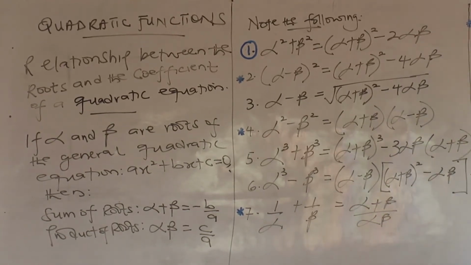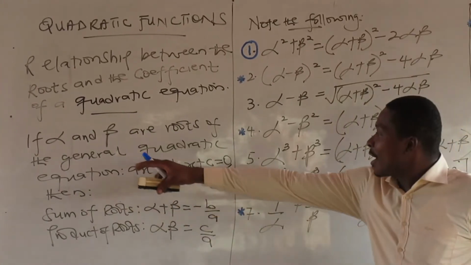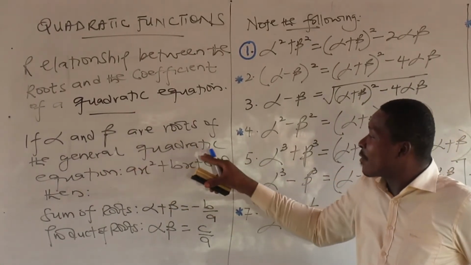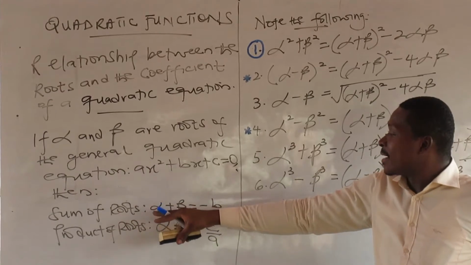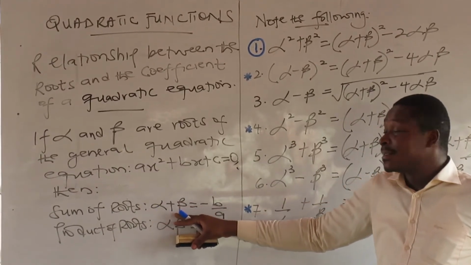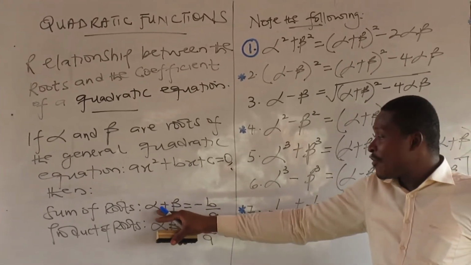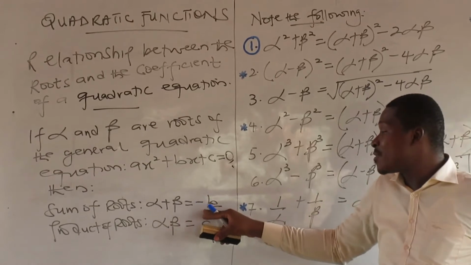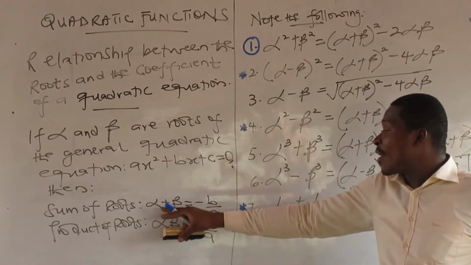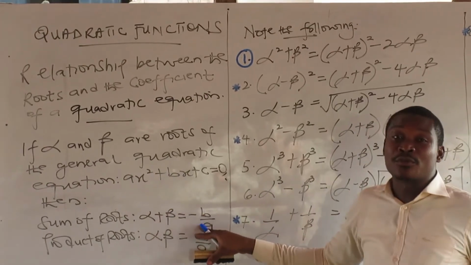The relationship between the roots and the coefficients of a quadratic equation, right? If alpha and beta are the roots of the general quadratic equation, then the sum of roots, which means adding, can be compared to minus b over a. So alpha plus beta is equal to minus b over a. Yes, minus b over a here is your sum of roots.